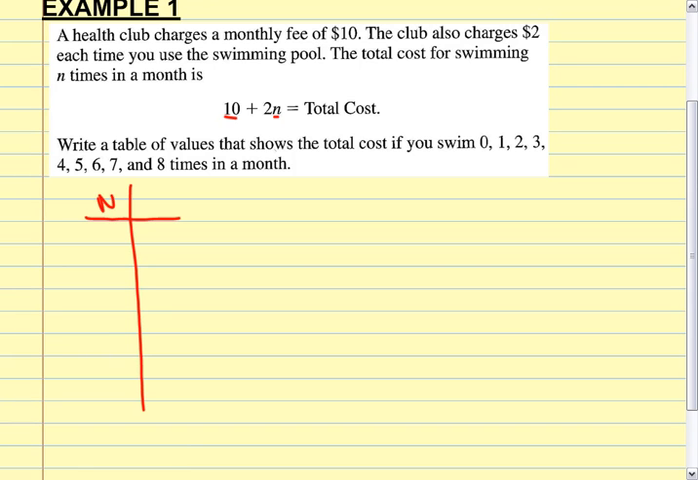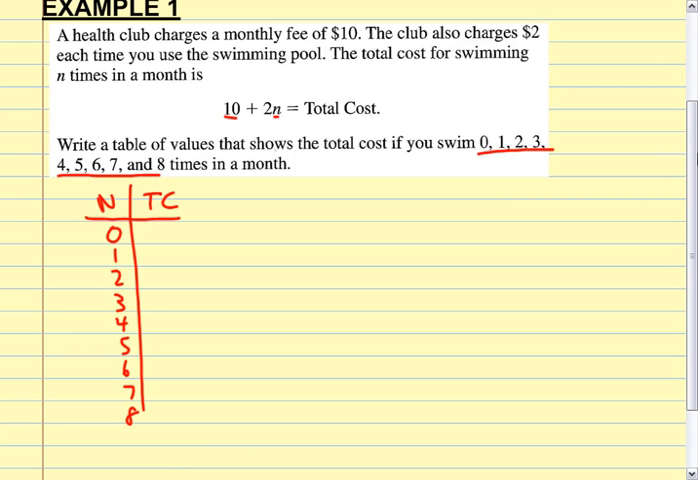So, n is the number of times that we go swimming. This other side over here, this is the total cost. I'm going to abbreviate it by saying TC, total cost. Now, if I go 0 times, 1 time, 2 times, 3 times, 4 times, 5, 6, 7, and 8. They wanted us to do it for all of those numbers.